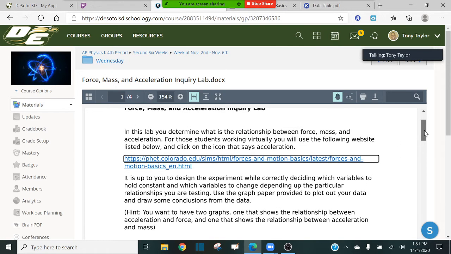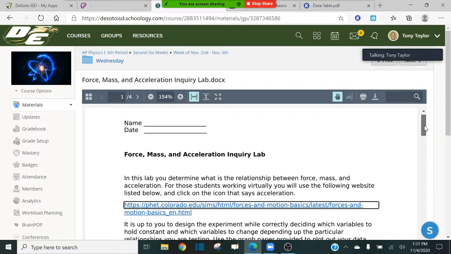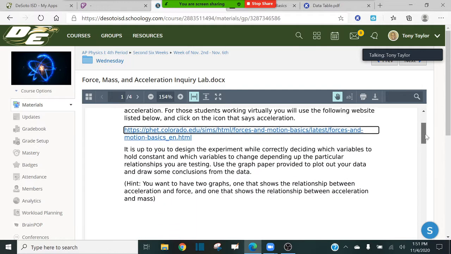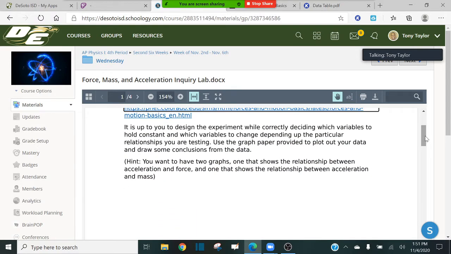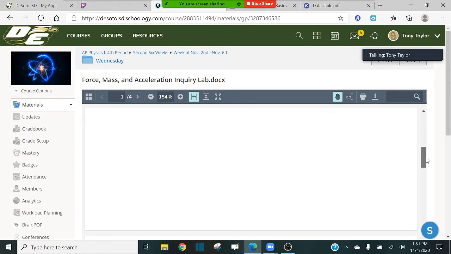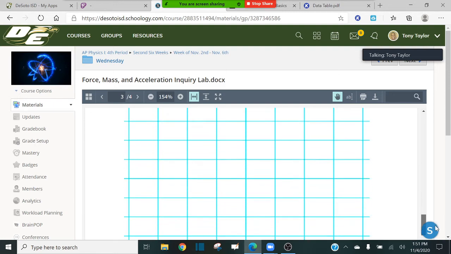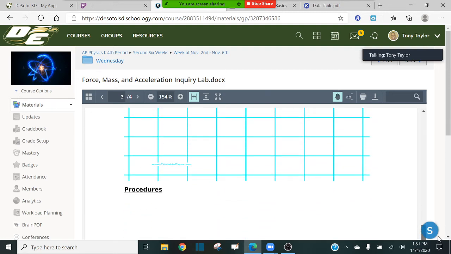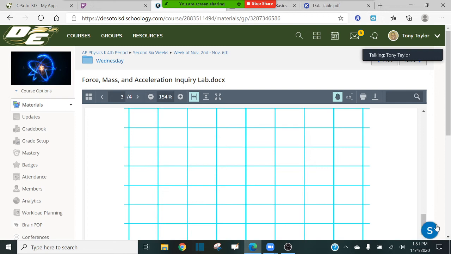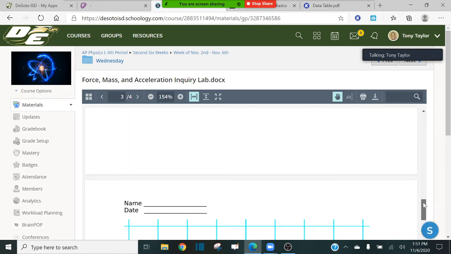Basically, guys, as you figure out the relationship between force, mass, and acceleration, you're going to have two graphs. Okay, by the time you're done with this, you're going to have two graphs, and of course, I've given you guys graph paper here in case you want to print it out and put your data on the graphs here, or if you want to make your own graphs, that's fine as well. Just be sure to use a straight edge or some sort of ruler.